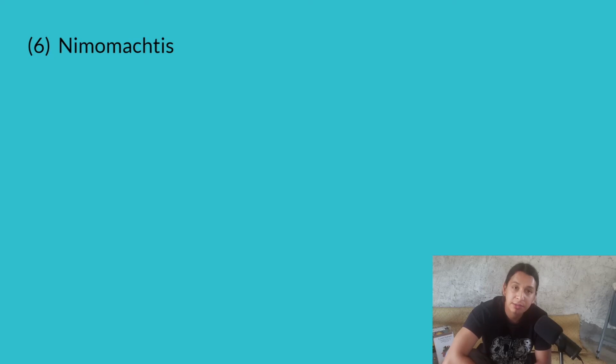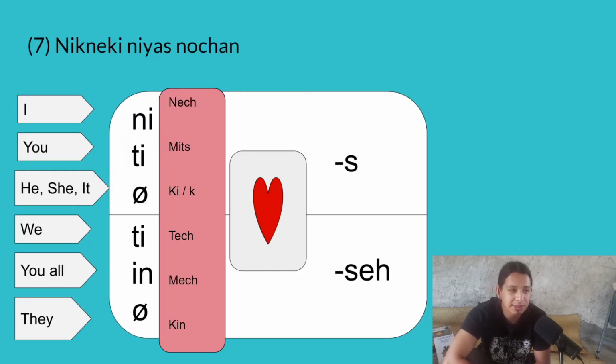Momachtia, right, is to teach yourself, to learn, to study. We take out that a and add the future. Momachtis, will study, and the ni means me. I will study. Two verbs.